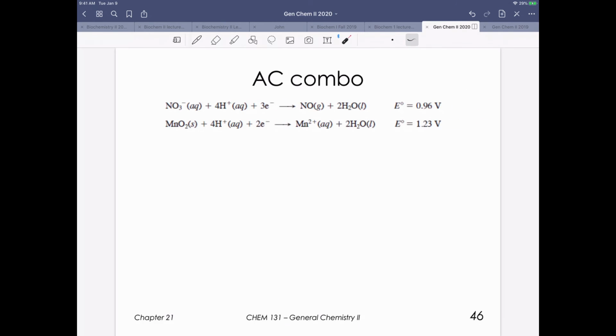All right, I want you guys now to try the AC combo. See if you can figure out who gets flipped here, how do we scale, what's our overall final redox reaction, and what's the value of that E cell. So pause the video, try to work through this one.